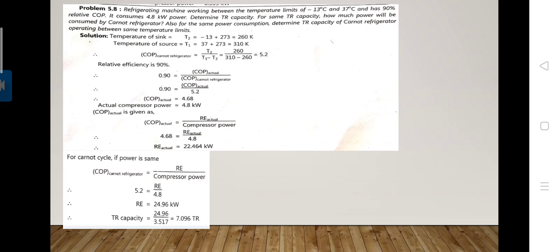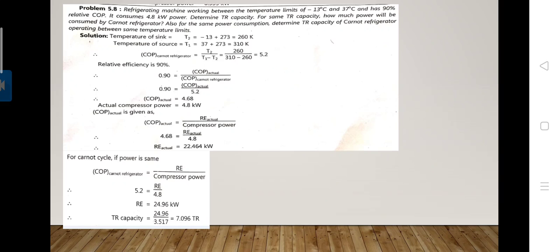COP for the actual is calculated by RE actual, that is refrigeration effect actual, divided by the compressor power actually consumed. We just calculated COP actual as 4.68. We have to calculate the refrigeration effect actual, so we put it as it is, and the compressor power is given in the problem, that it consumes 4.8 kilowatt power, so here we take 4.8 as the compressor power. So refrigeration effect actual is equal to 22.464 kilowatt.